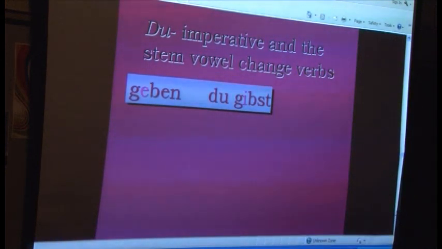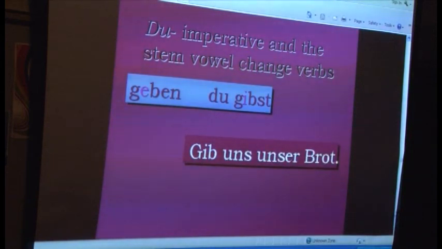Give me your homework. Gib mir deine Hausaufgabe, ja? Gib uns unser Brot. Where does this come from? Gib uns unser tägliches Brot. Think about it. Everybody should know that, even if you're not Catholic or Christian, you still might know where this is from. Gib uns unser tägliches Brot. Give us our, missing here is daily bread, comes from the Bible, right? Die Bibel.